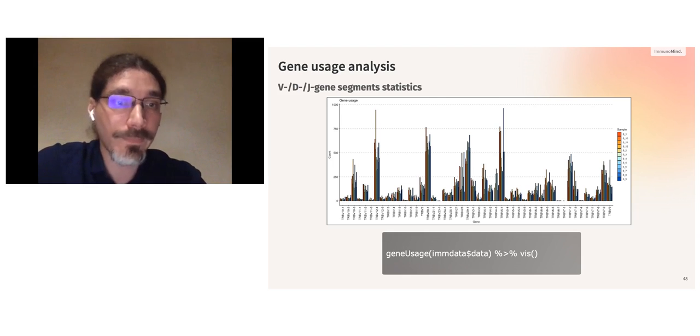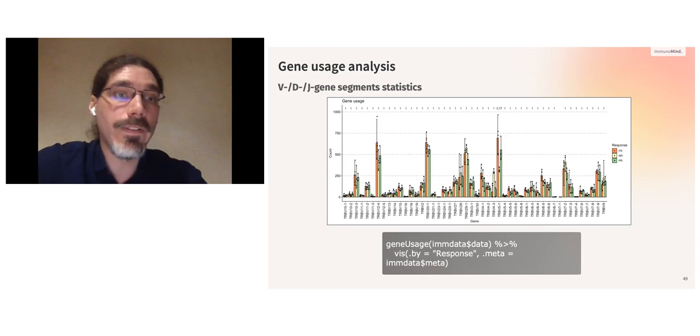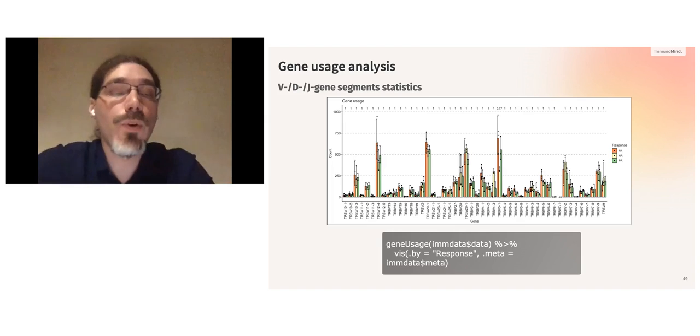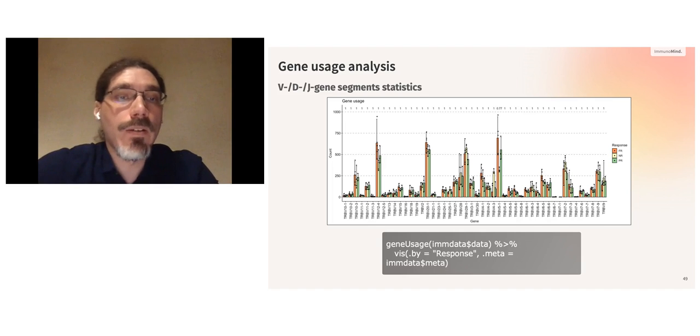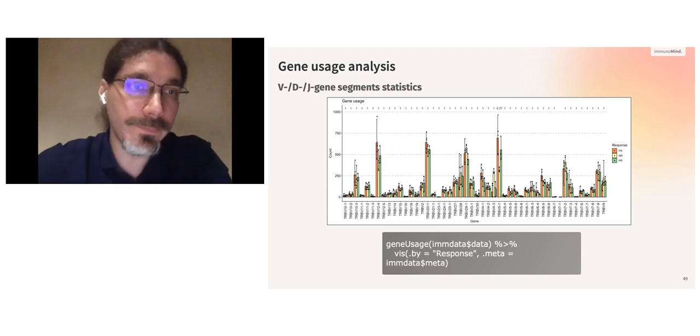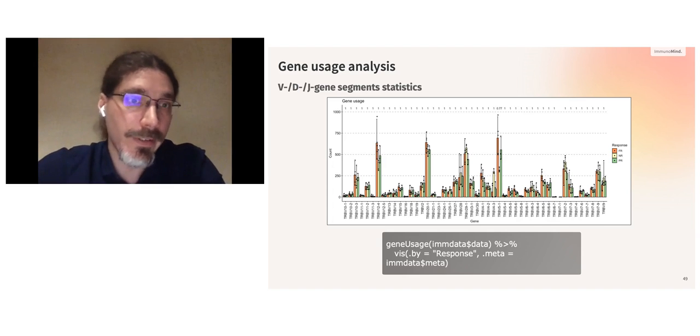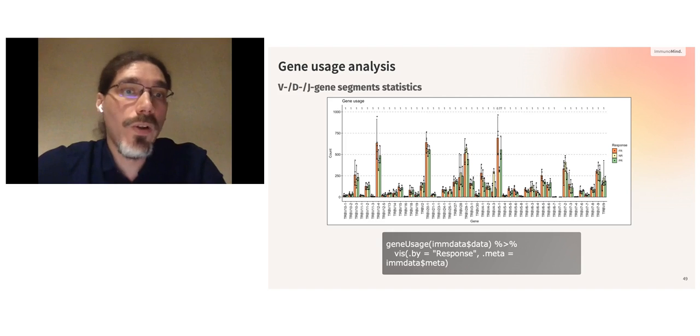And of course, you can easily group it by different statistics. So here we group it by response, after which you can explore whether there are some interesting gene segments that are different between groups. So on this plot, on the very top of the plot, you can see many ones and 0.77. These are p-values for the Kruskal test between groups inside a specific V gene segment.